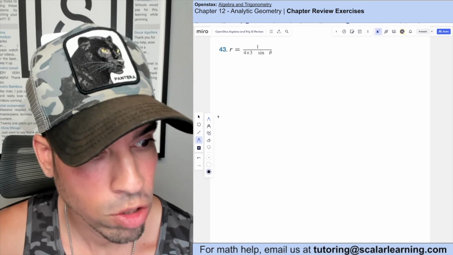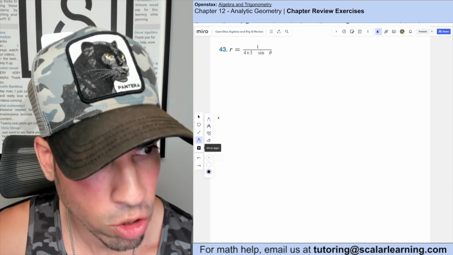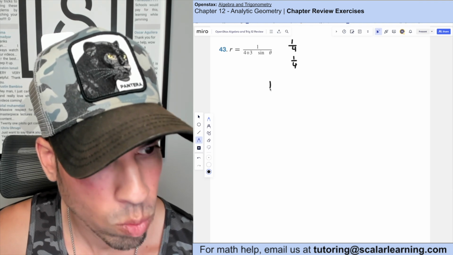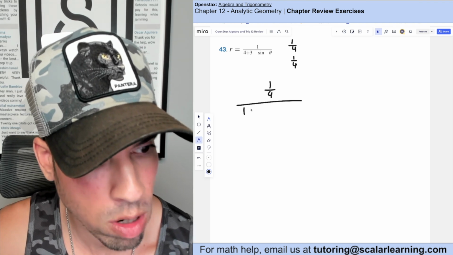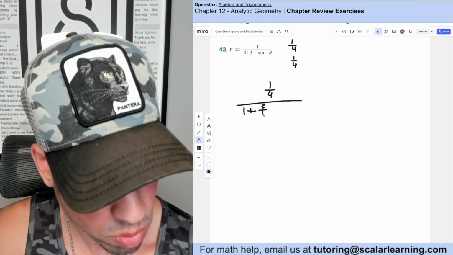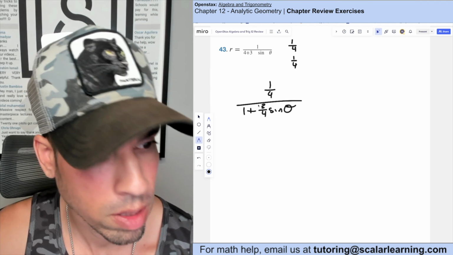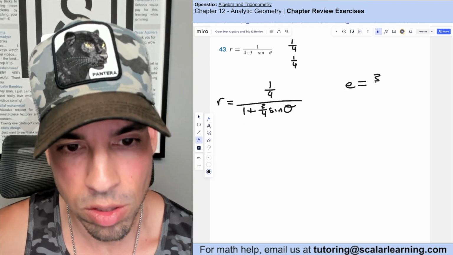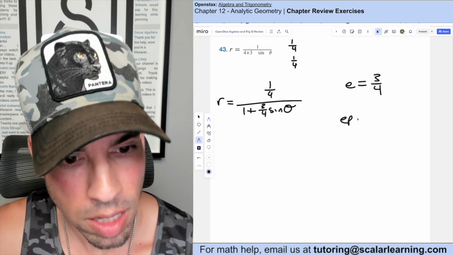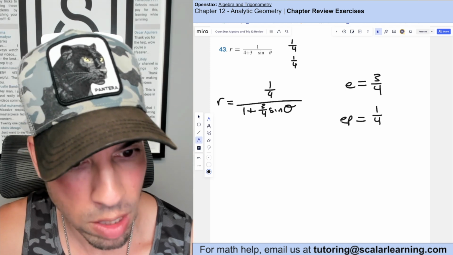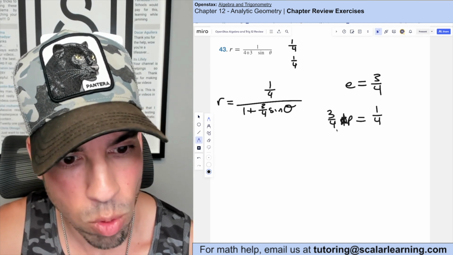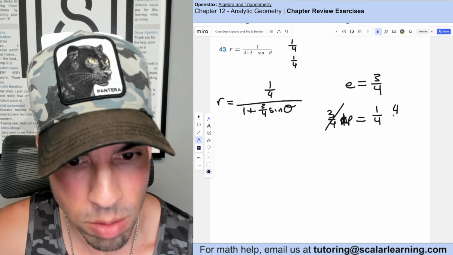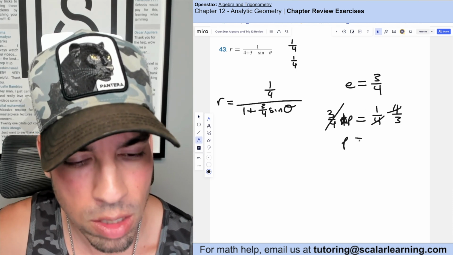Done. For this one, we got to start by getting it into standard form, and that will be by turning that into a 1. So I'm going to multiply the top and bottom by 1/4. And then I get 1/4 over 1 plus 1/4 times 3, which is 3/4 sine of theta, and this is equal to r. All right, so now I know this is my E value. So E is 3/4, and up top is E times P, right? So E times P is 1/4. If I know that E is 3/4, what times 3/4 is 1/4? Well, I can figure that out by multiplying by the reciprocal of 4/3. Cancel, cancel. P is 1/3.